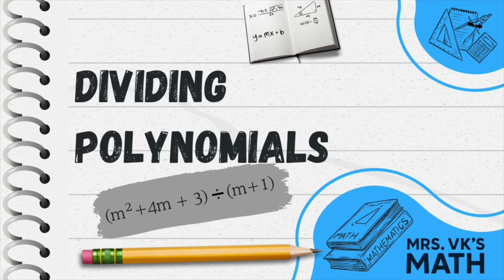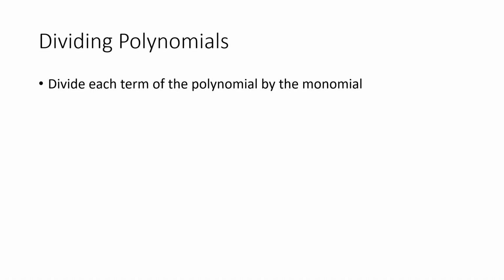Okay, this morning we are going to look at dividing polynomials. We're going to look at two different strategies for dividing polynomials. We're going to look at dividing by a monomial, and how when we divide by a monomial, we're actually going to just set them up as individual fractions and divide each term. And then we're going to talk about what happens when it's a binomial.